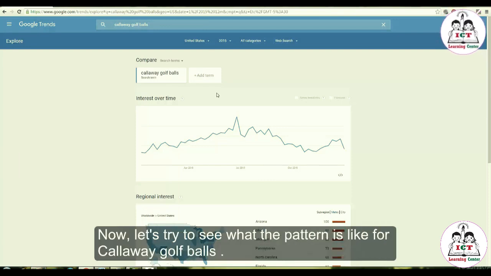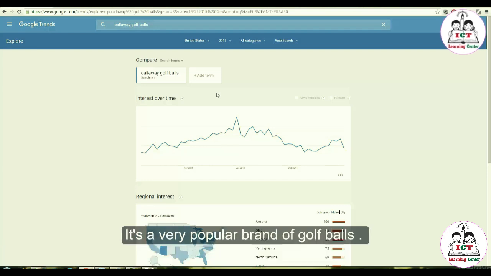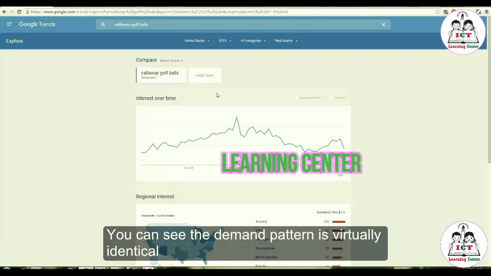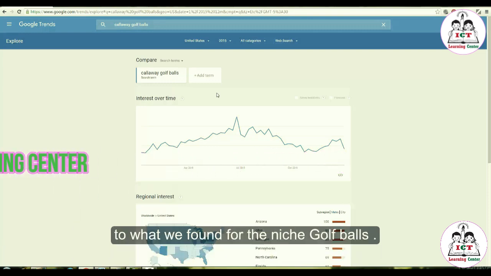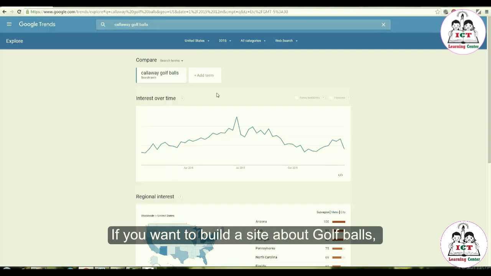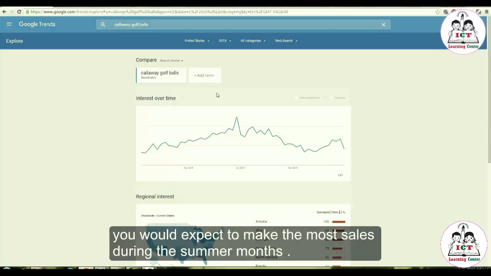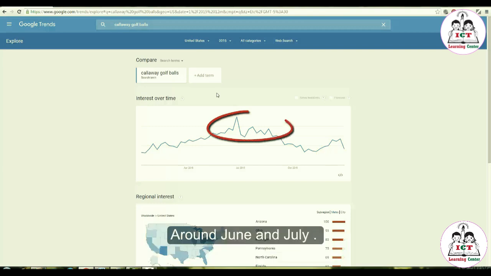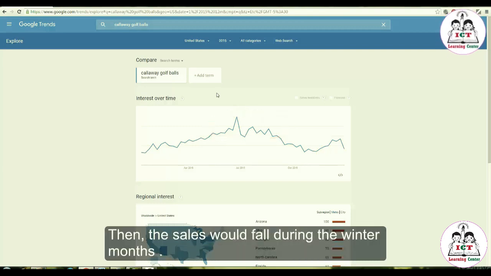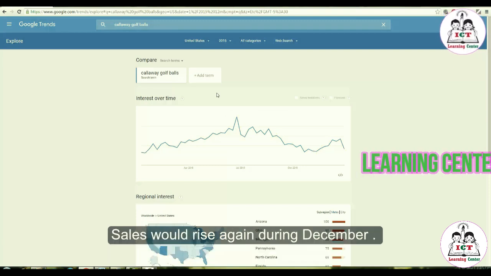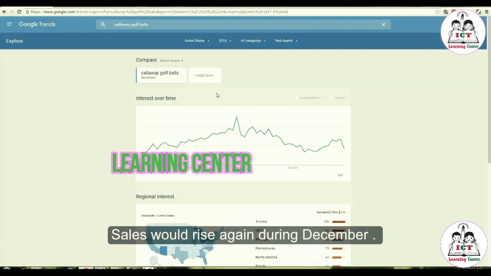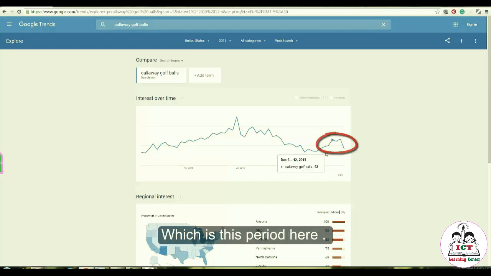Now, let's try to see what the pattern is like for Callaway golf balls, which is a very popular brand of golf balls. You can see the demand pattern is virtually identical to what we found for the niche golf balls. If you were to build a site about golf balls, you would expect to make the most sales in the summer months, around June and July. Then the sales would fall during the winter months. Sales would rise again during December, which is this period here.